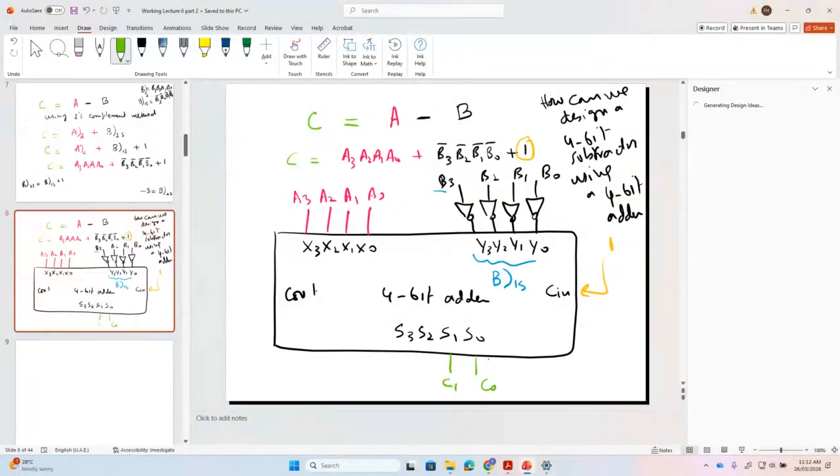C0 is here. C1 is here. C2 is here, and C3 is here. So in this way, we have designed a subtractor using a 4-bit adder. Any question? Okay. Now another question.